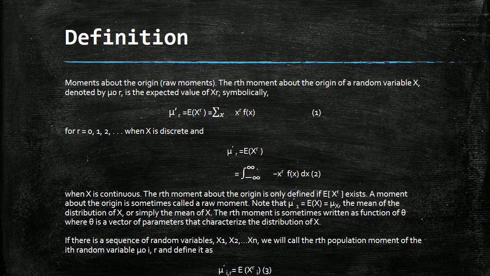Note that μ'_1 = E(X) = μ_X, the mean of the distribution of X, or simply the mean of X. The rth moment is sometimes written as a function of θ, where θ is a vector of parameters that characterize the distribution of X. If there is a sequence of random variables X1, X2, ..., Xn, we will call the rth population moment of the ith random variable μ'_{i,r} and define it as μ'_{i,r} = E(X_i^r).